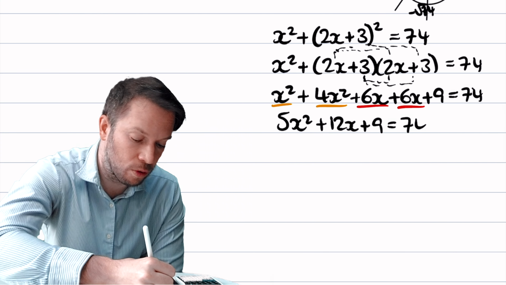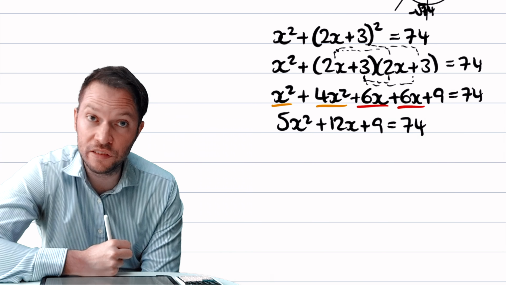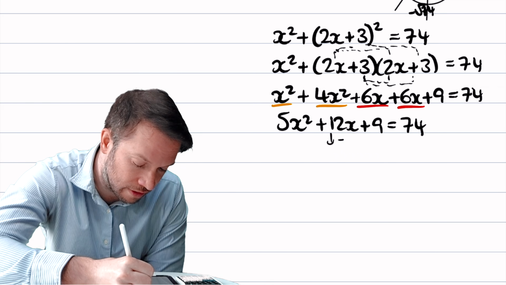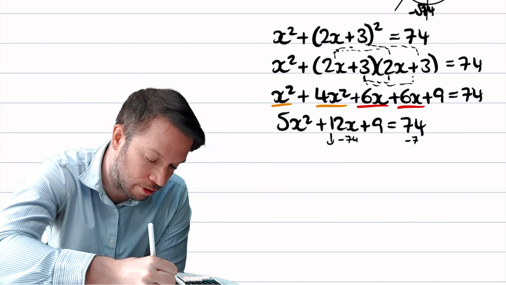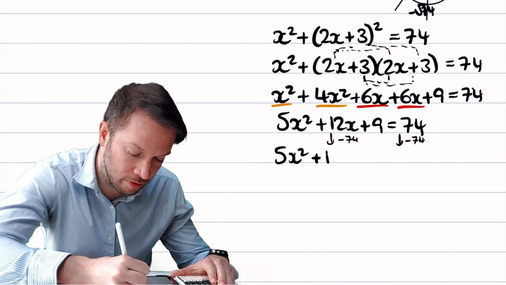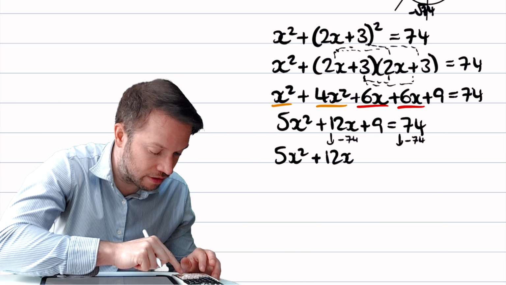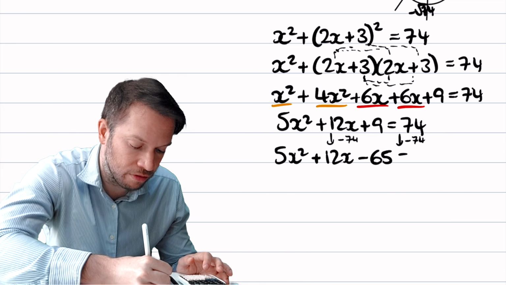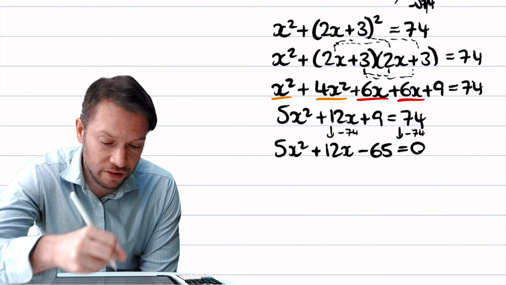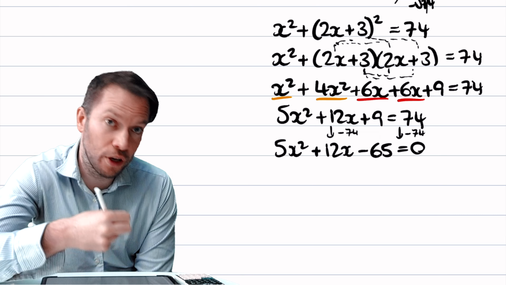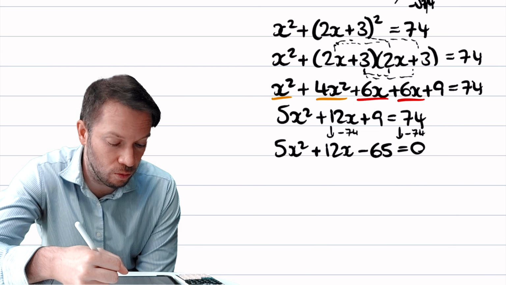Now remember, to solve a quadratic equation, we want to get 0 on one side. So let's subtract 74 from both sides to get 0 on the right-hand side. We're going to have 5x squared plus 12x, and then 9 minus 74, which is minus 65, equals 0. Now, this is a harder quadratic to solve because we've got a number in front of the x squared term that's not 1. The coefficient of x squared, as we call it, is not 1.